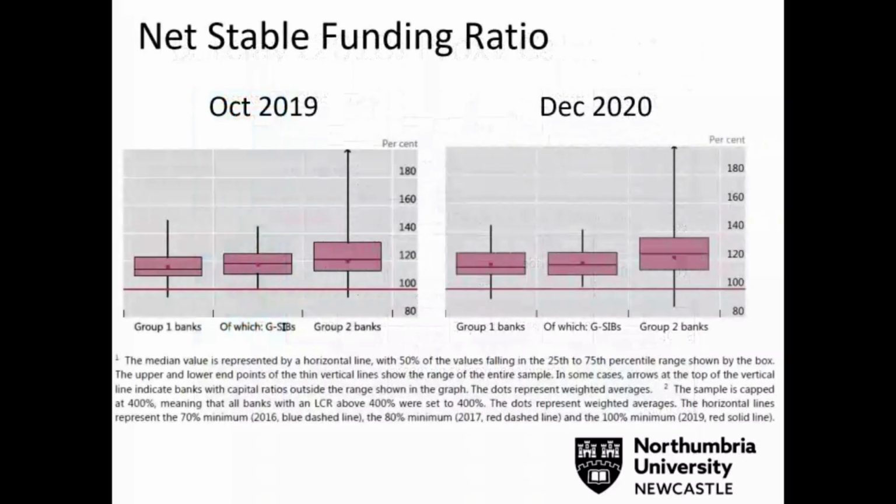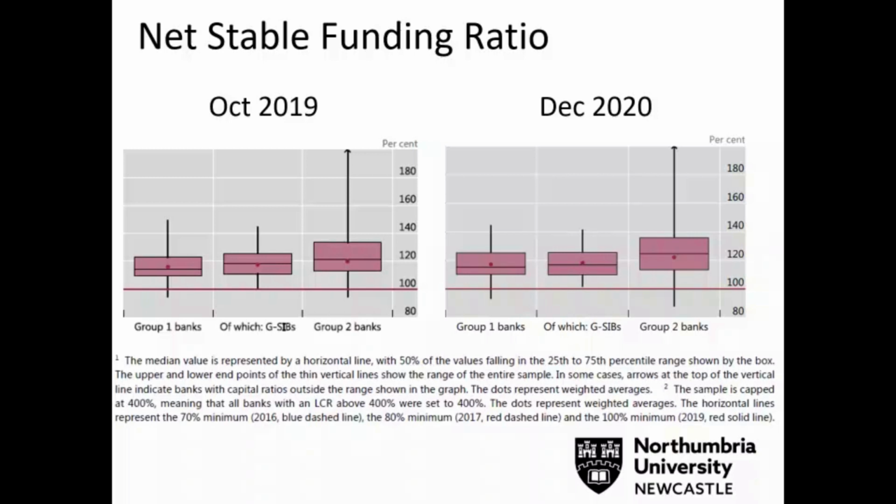Again, if we look at how the implementation of the net stable funding ratio is going, we can look at the monitoring report. Again, we will compare October 2019 to December 2020. As you can see on this one, compared to the liquidity coverage ratio, the tails for both Group 1 and Group 2 do fall short of the 100% requirement. So there are some institutions that don't meet the net stable funding ratio requirement as of December 2020.